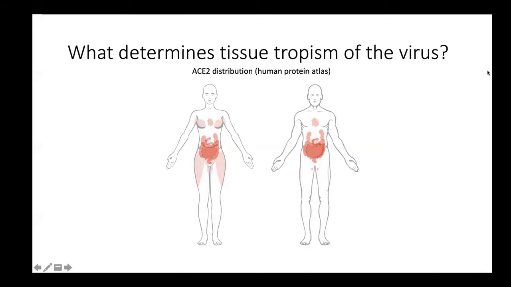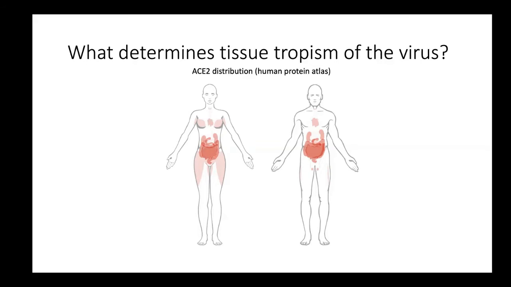One important question also is why the virus goes where it goes. What determines the tissue tropism? That is, why does the virus infect the lungs or the gut or whatever? Looking at the main entry point, which is ACE2, from the Human Protein Atlas it was possible to produce these figures, and you can see how the gut is really screaming at you, right? It's very strong protein expression in the small intestine.